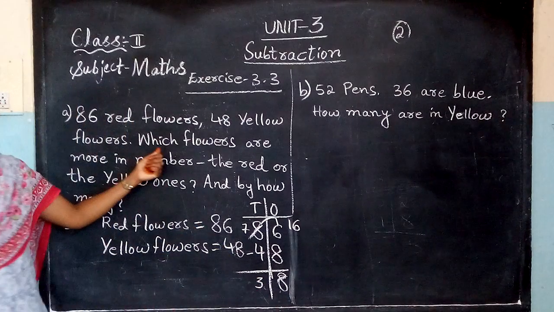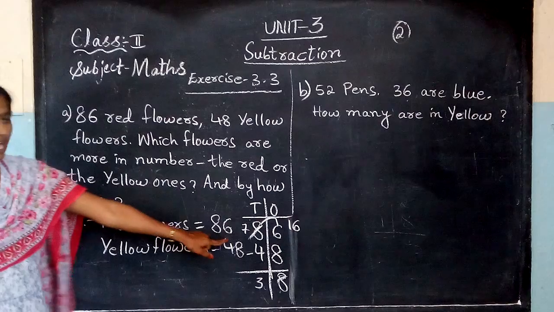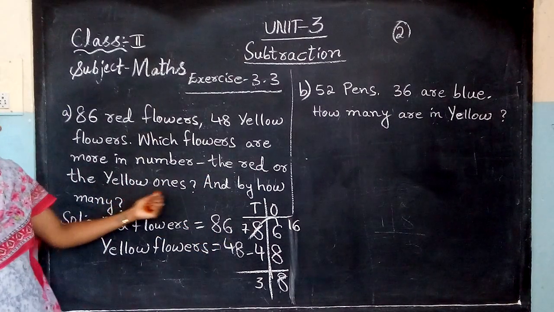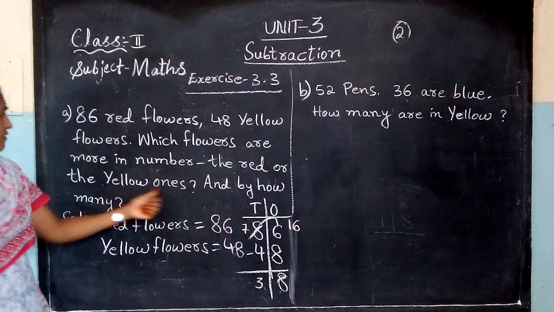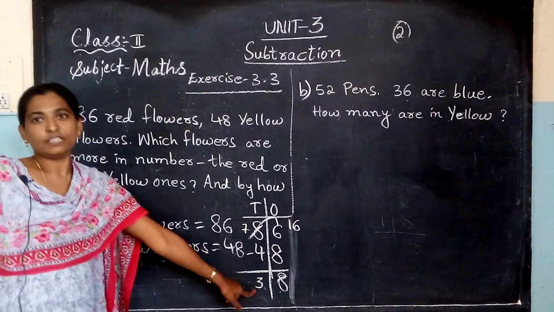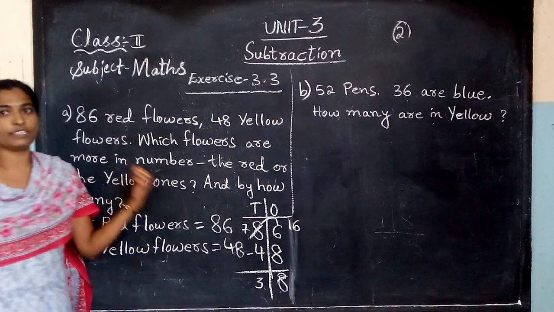Now see your question: which flowers are more in number? Means red flowers are more than the yellow ones, and by how many? By 38 you got more than the yellow. Okay, I think you understood.